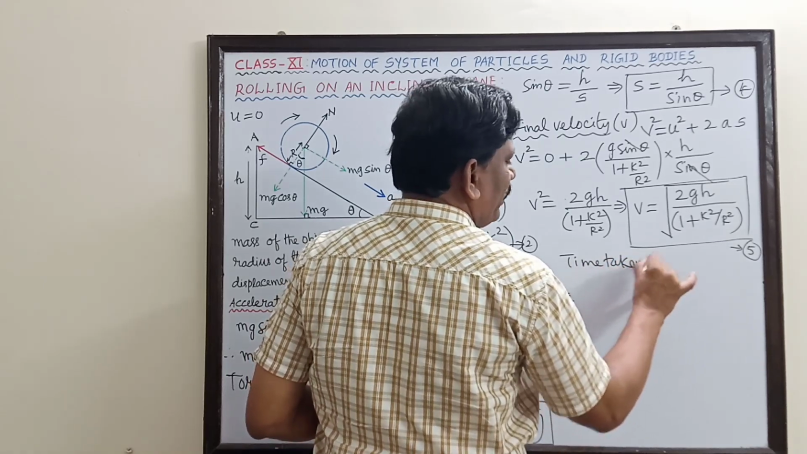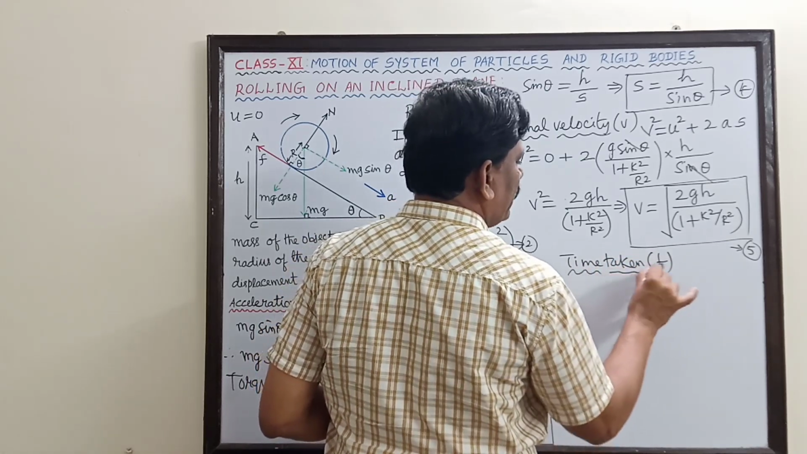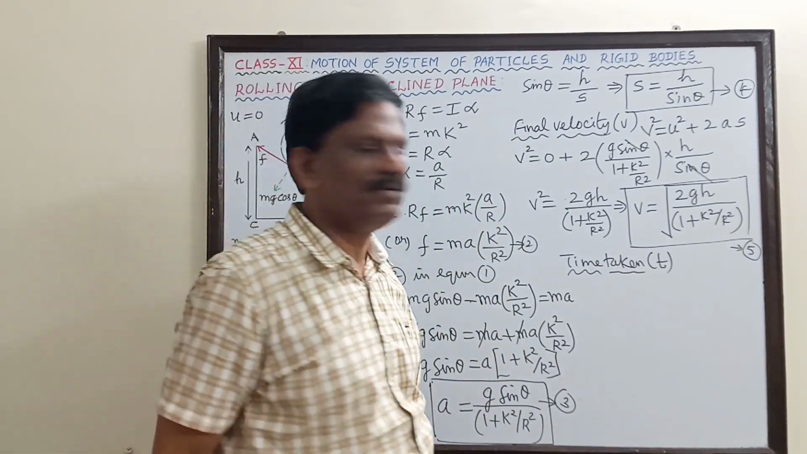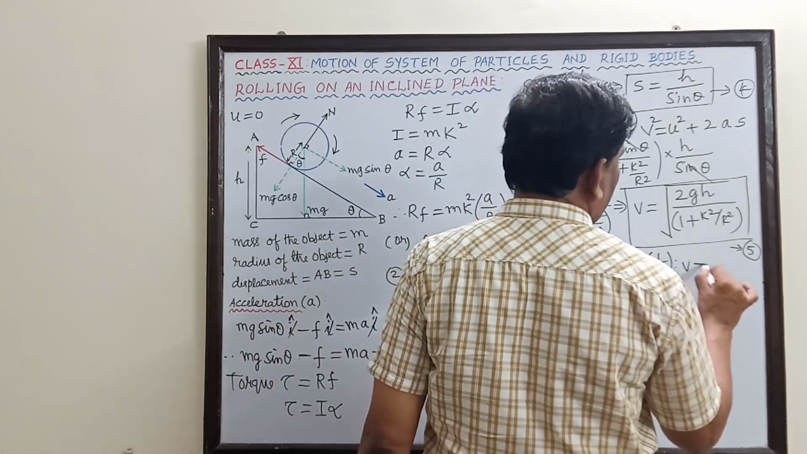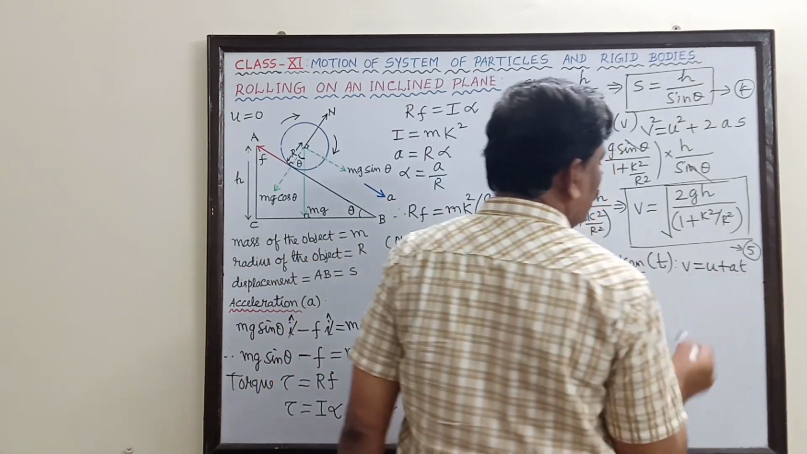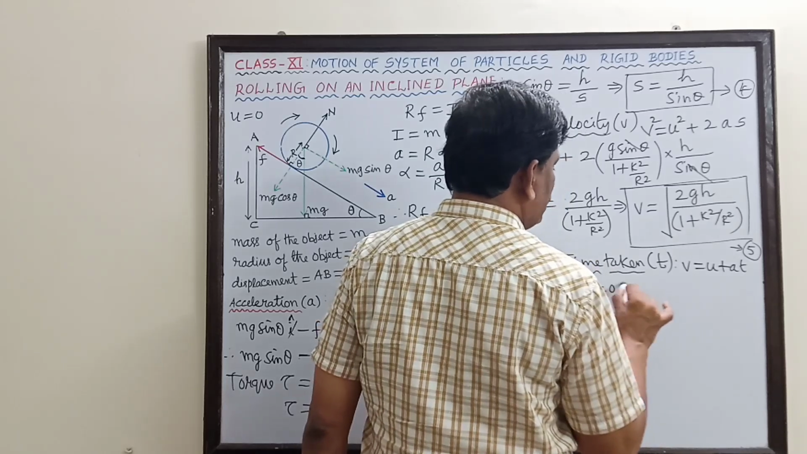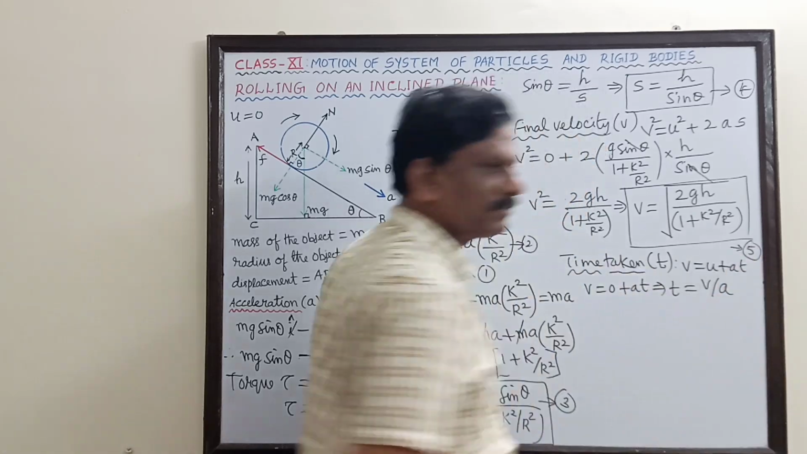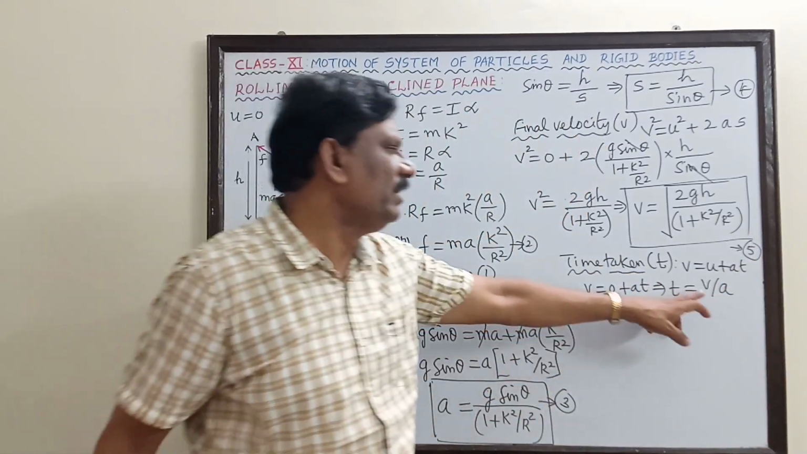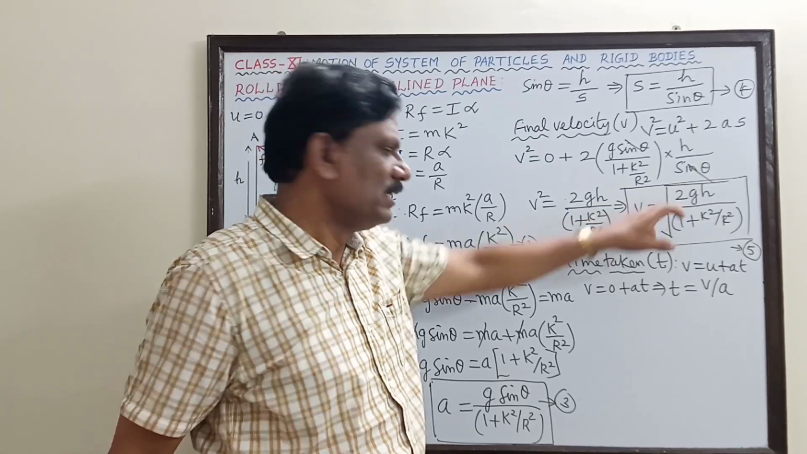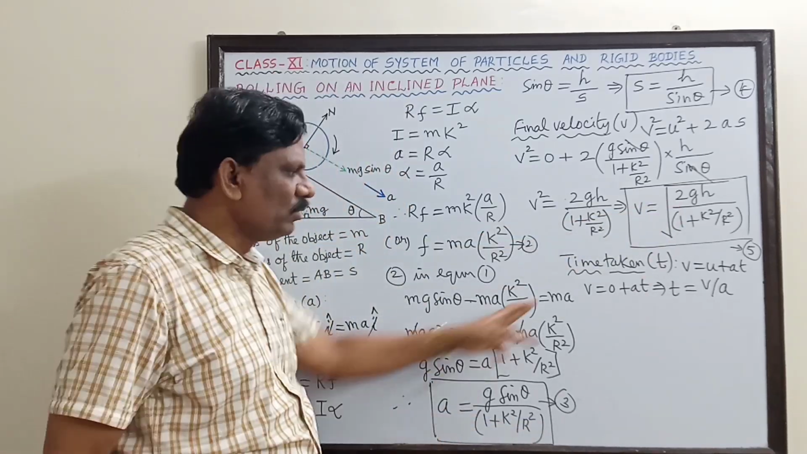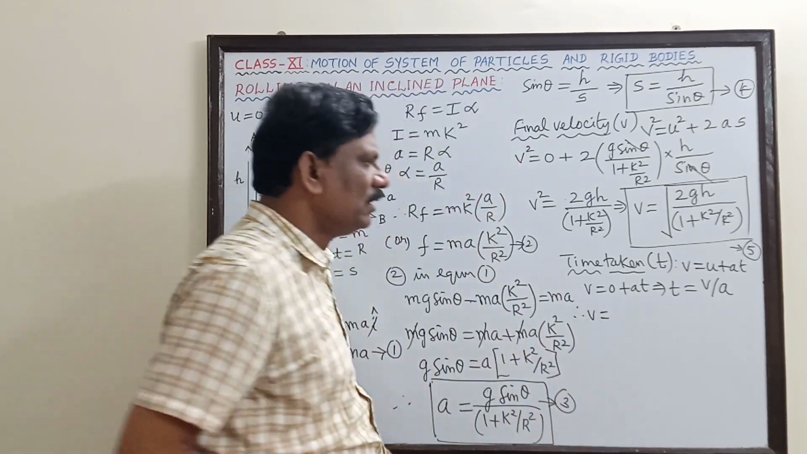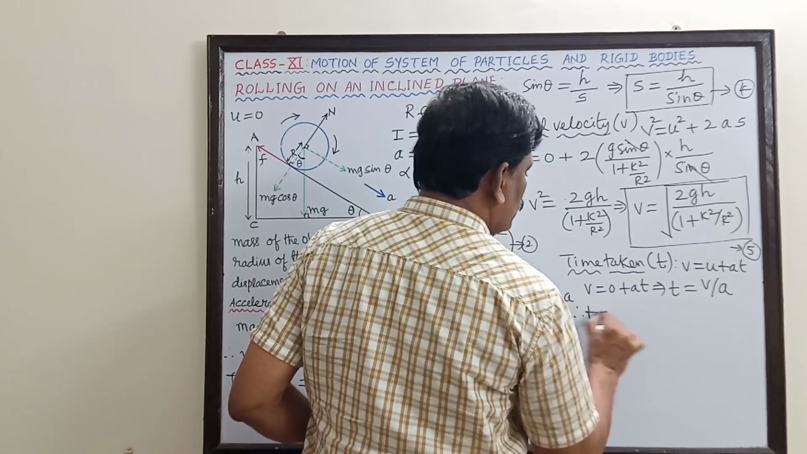It is again very simple, students. We are going to use the equation of kinematics, v equal to u plus at. So the first equation, v equal to u plus a into t. So v equal to 0 plus at implies t is equal to v by a. Simple. For v we substitute this equation, and for a this equation, and divide to get the expression.